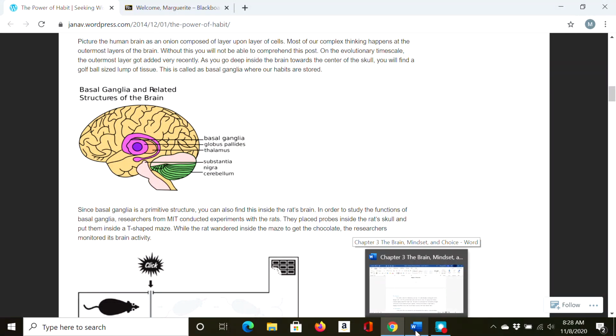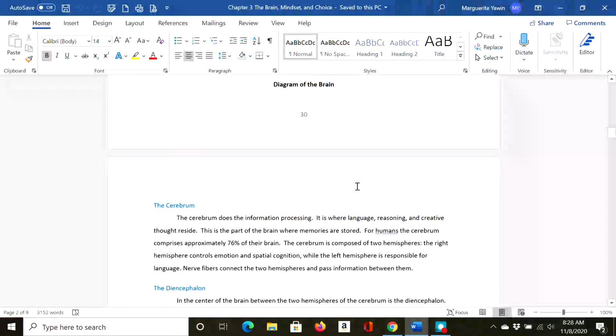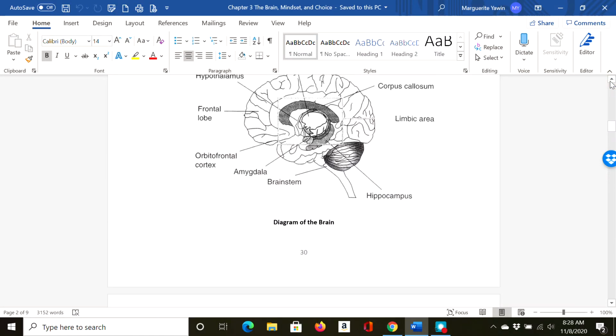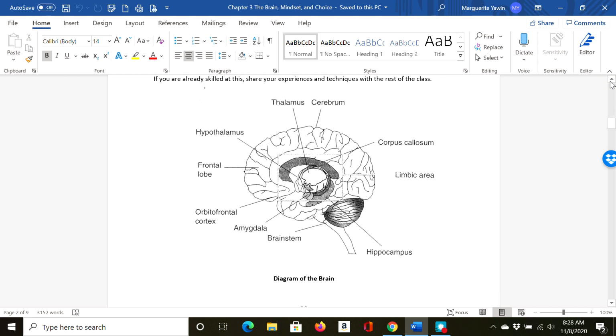My science has always been, I'm more interested in plants than in anatomy, but chapter 3 is called The Brain, Mindset, and Choice. So what I have is a very, very basic diagram of the brain. If in high school you took a science class where you learned about the brain, this will be familiar to you. If you haven't, you might take a course called human biology or general biology, or if you're on the medical track, you might do anatomy and physiology, and you would go into much, much more detail on the brain.